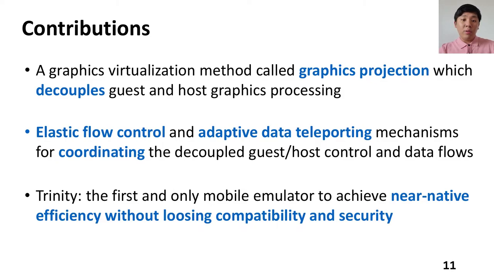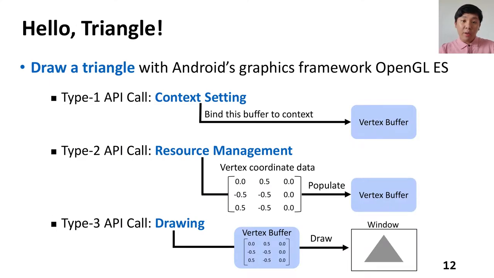Based on this, we built Trinity, the first and only mobile emulator to achieve near-native efficiency without losing compatibility and security. So before getting into details, let's first take a look at modern graphics APIs with a Hello World example. Here I wish to draw a simple triangle using OpenGL ES, which is the default graphics framework of Android.